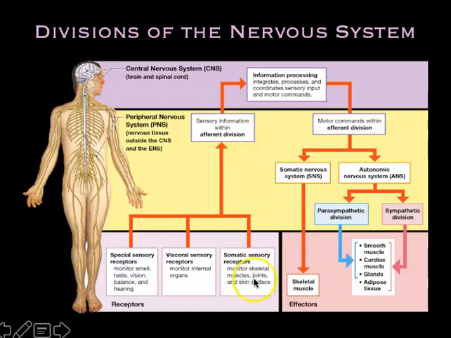On the other hand, I have sensory receptors, right? I have feelings, I have sensory receptors in the skeletal muscle. I have special sensory receptors in my optic system and auditory system. And then I also have sensory receptors in the organs. And this information is taken back to the central nervous system via the peripheral nerves.